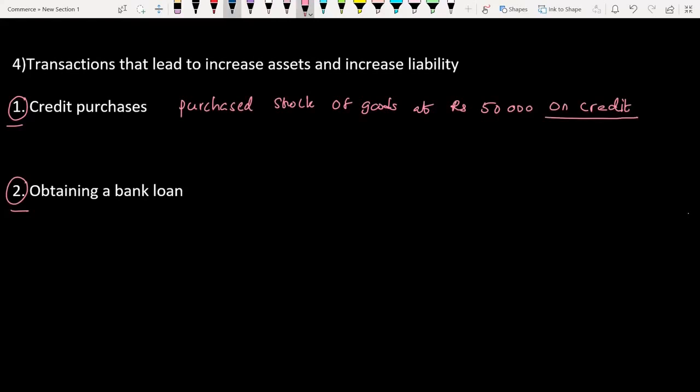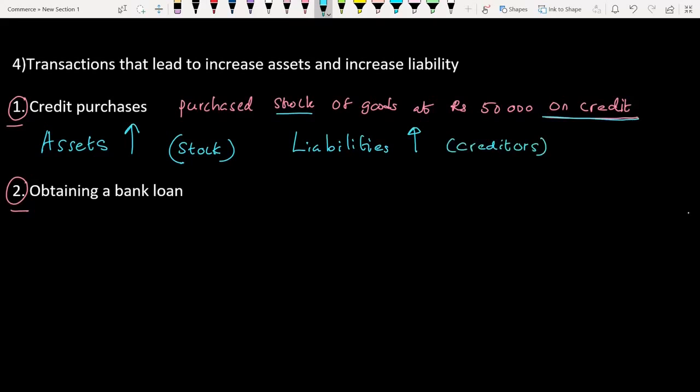Now what happens because of this transaction? The assets increase. Why? When the business purchases stock, the stock of the business increases. On the other hand, liabilities of the business also increase. Why? These stocks are purchased on credit. So the liability called creditors increases.